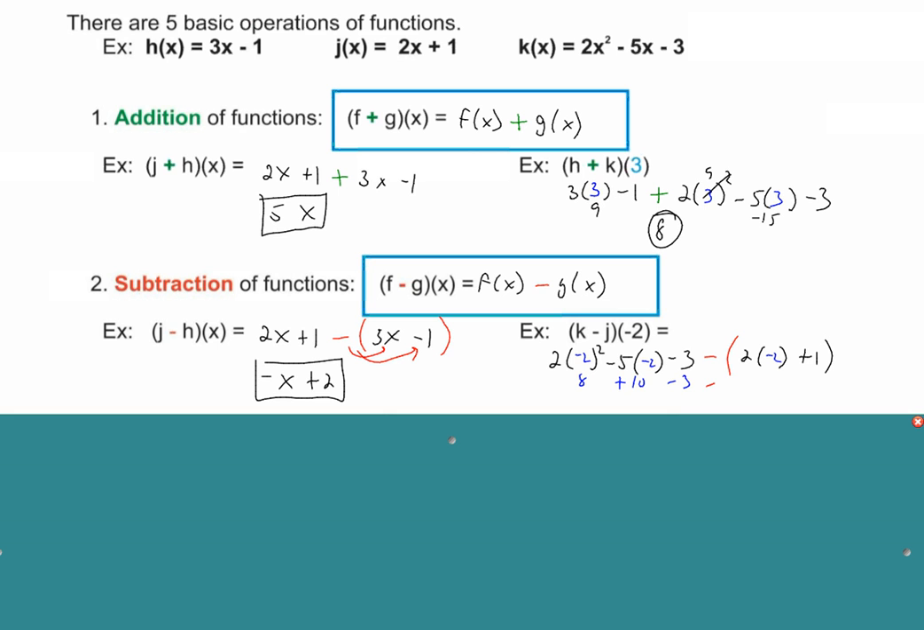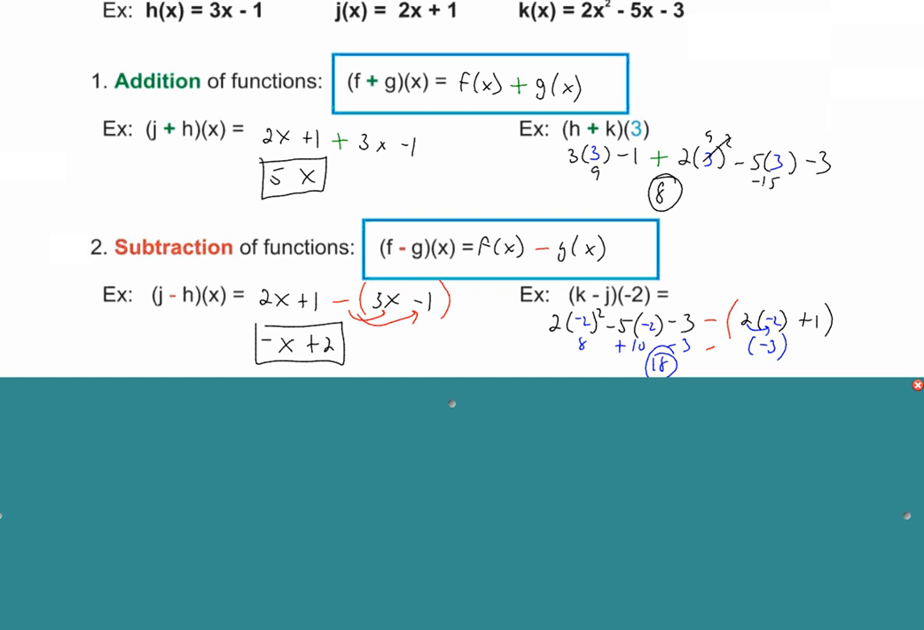Then we have minus. So let's do everything inside the parentheses. 2 times negative 2 is a negative 4. Negative 4 plus 1 is a negative 3. So it'll end up being a positive 3. And what is the answer to this thing? So 8 and 10. And then negative 3 plus 3, and so that thing ends up 18. Okay? All right, let's go on to the next one.